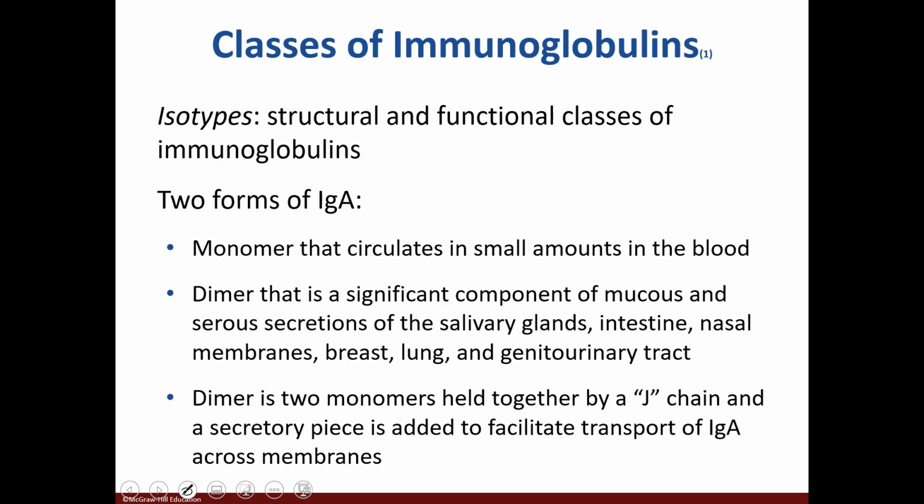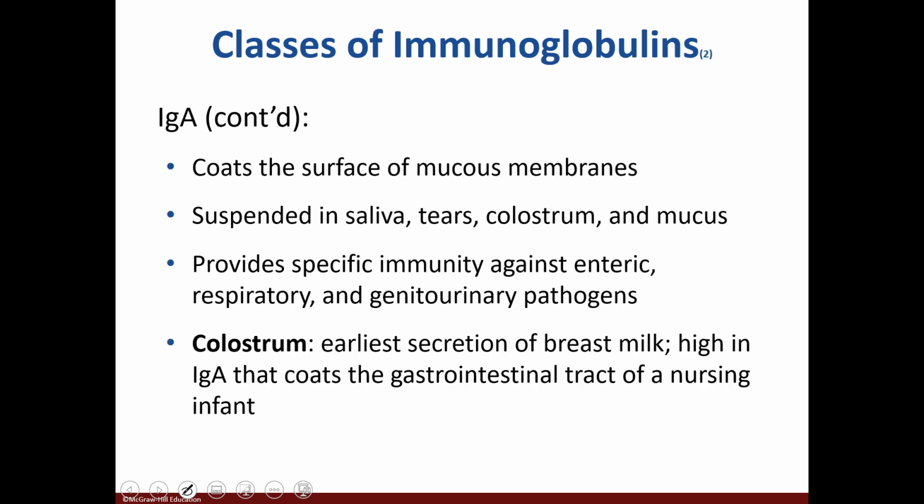Isotypes are different classes of antibodies. IgA can be found in the blood, mucus secretions, salivary glands, and intestines, just to name a few. It resembles a bridge with two antibodies held together. It can also be found in saliva, tears, colostrum of breast milk, and mucus. It provides protection against digestive, respiratory, and genitourinary pathogens.